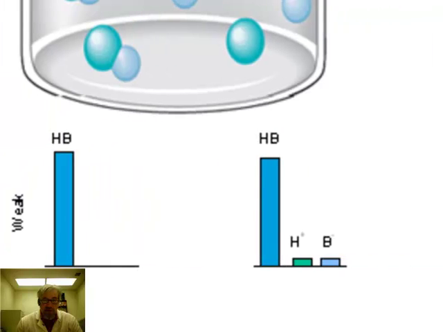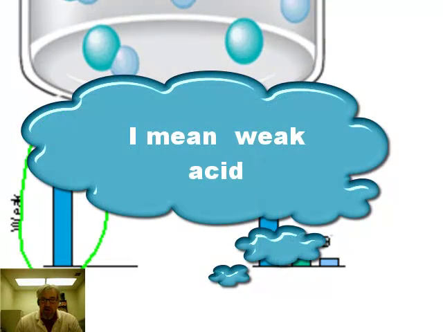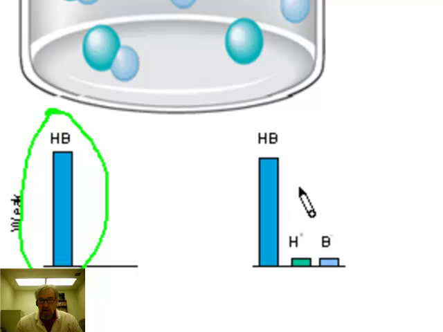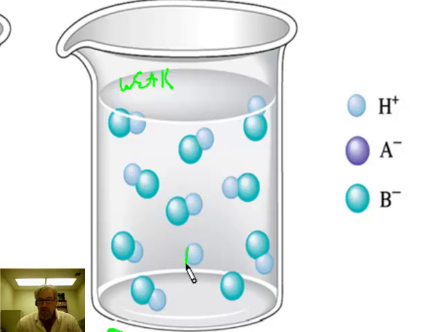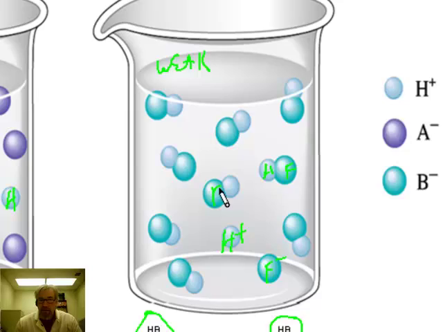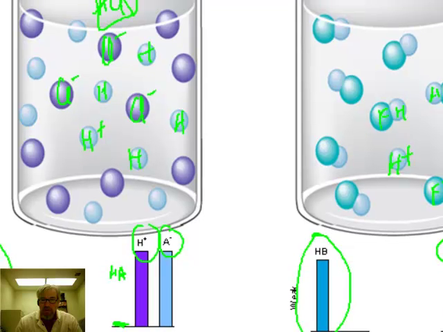A weak acid, on the other hand, you start out with HB, and by the time you reach equilibrium, so that the forward and backward reactions are happening at the same rate, you have very little H+ and very little B minus. The bars are very small, but you have quite a bit of HB left over. So if you were to look at the beaker submicroscopically, you will see a few H+ and a few F minus in HF, but mostly you're going to see HF molecules floating around in solution. So weak acids are mostly molecules, very few ions in solution. Strong acids are no molecules in solution, all ions.